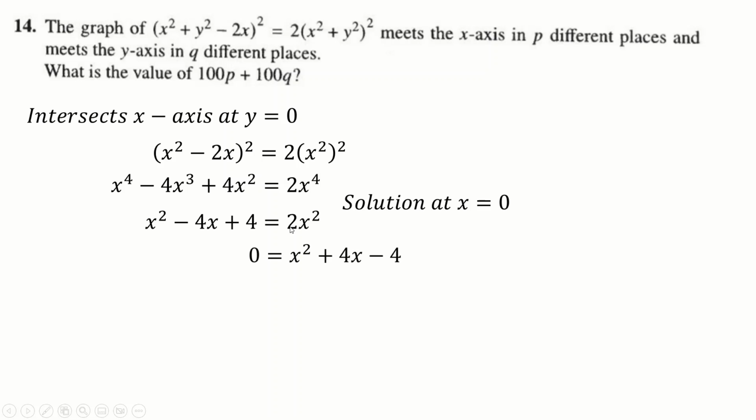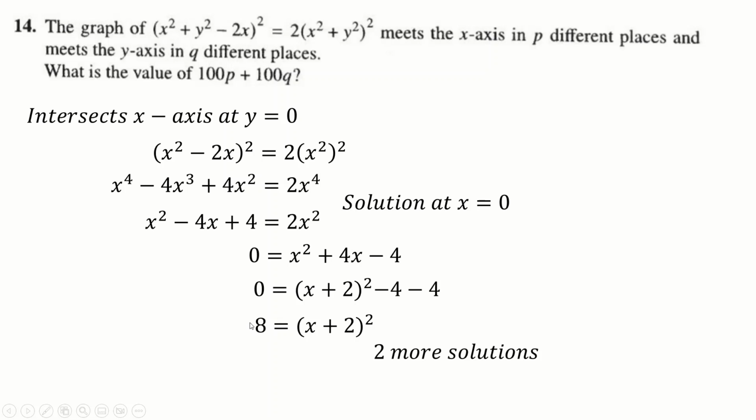Now we can solve this, it's just a quadratic, and we don't really need to solve it, right? We just need to note at this point, we're going to get 2 more solutions. There'll be root 8 minus 2 plus minus root 8, that's 2 solutions. So we have 3 solutions here in total, so p is 3.